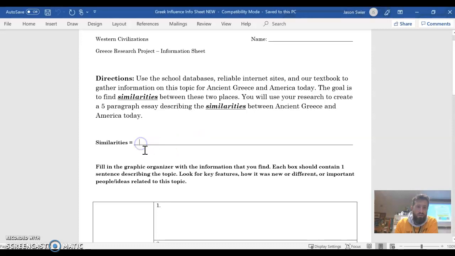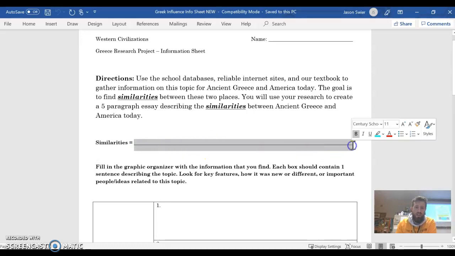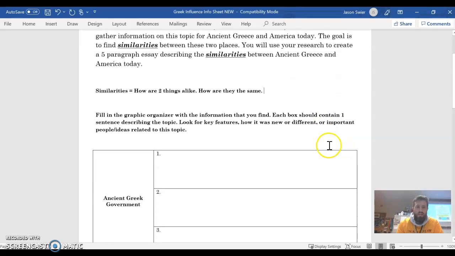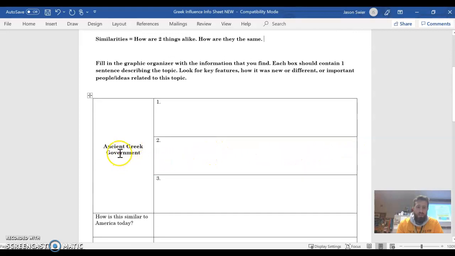So the first thing for us, just want to define similarities. Right, so you can write this on your line. I'll type it in here. Basically, what we're saying with similarities is how are two things alike, right? How are they the same, basically, right? So looking at first finding information about ancient Greece in 3 different categories.